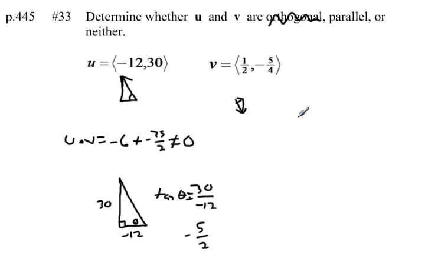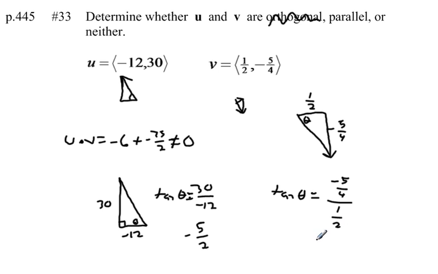Now let's do the same with this vector over here. I'll draw it a little bigger just so we can see it better. Vector v is 1/2 to the right and 5/4 down. Here's my angle theta, and I can say the same thing. The tangent of theta is equal to negative 5/4 over 1/2. And if I multiply top and bottom by 4 here, I get negative 5 over 2. And notice the tangent of theta equals the same quantity, which means theta is the same angle, which means that these two vectors are parallel.